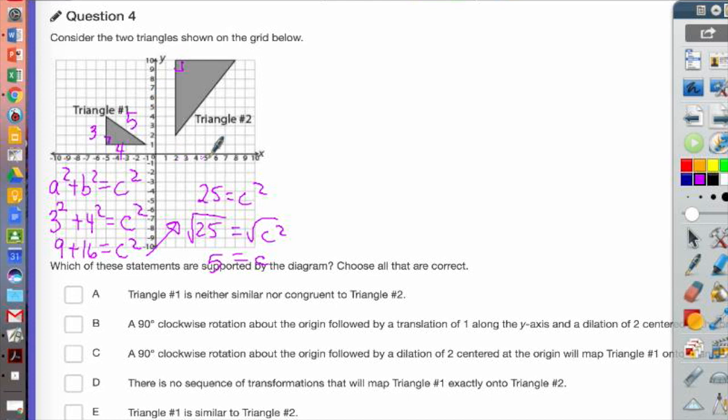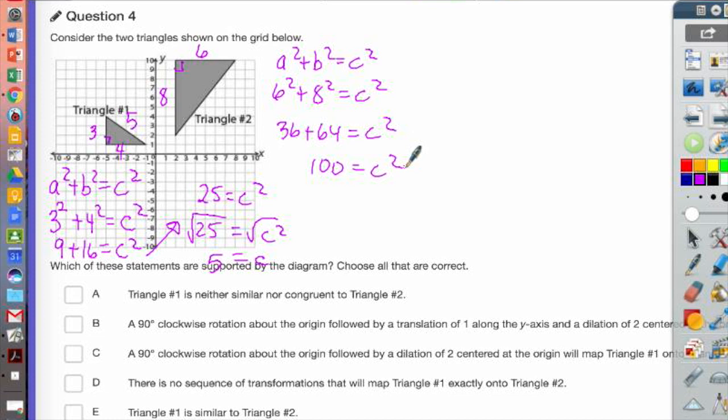This one goes from 2 to 8, that's 6 units. And it jumps from 2 to 10, that's 8 units. Well, we can do it again, but if I know my Pythagorean triples, it's a 6, 8, 10 triangle. A squared plus b squared equals c squared. 6 squared plus 8 squared equals c squared. 36 plus 64 equals c squared. 100 equals c squared. Even mental math, I know it's got to be 10 times 10. But I'll take the square root of 100 equals the square root of c squared, so c equals 10.